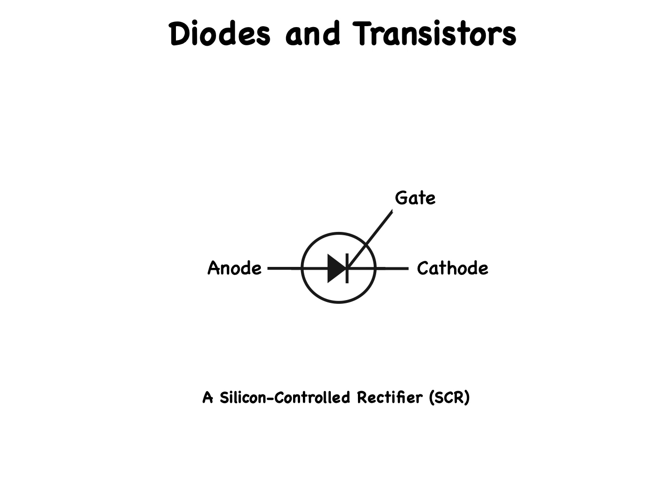In the SCR representation, a circle often, but not always, surrounds the diode symbol, and the control element, called the gate, shows up as a diagonal line that runs outward from the tip of the arrow. In all cases, the lead that goes to the base of the arrow is the anode of the device, and the one connected to the short straight line at the arrow's tip is the cathode.